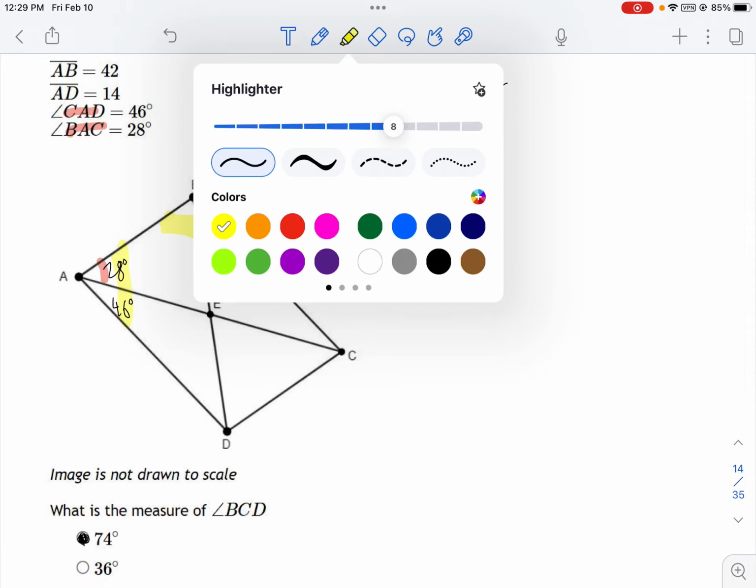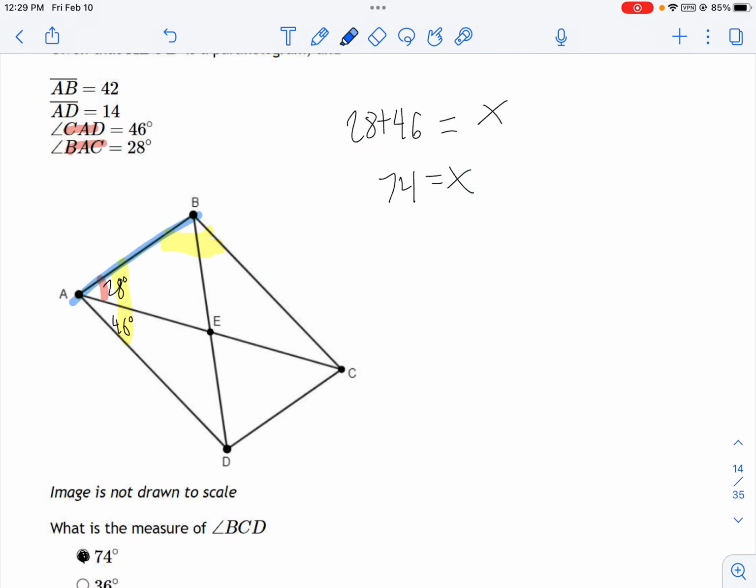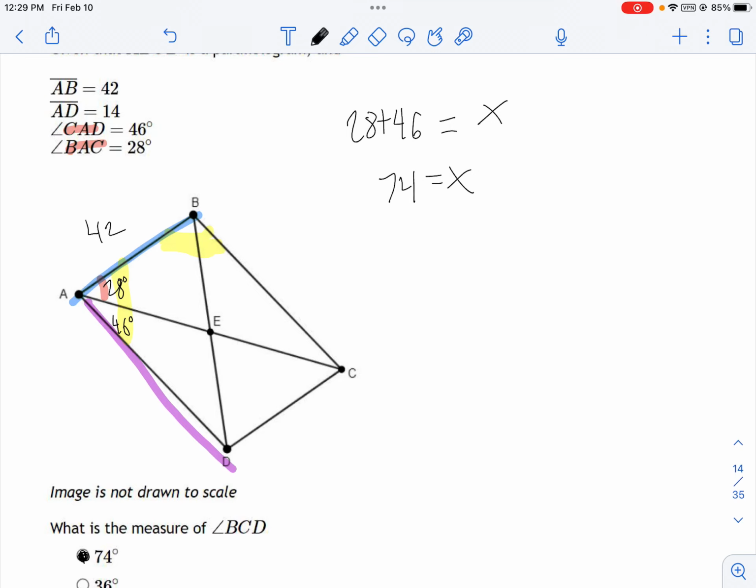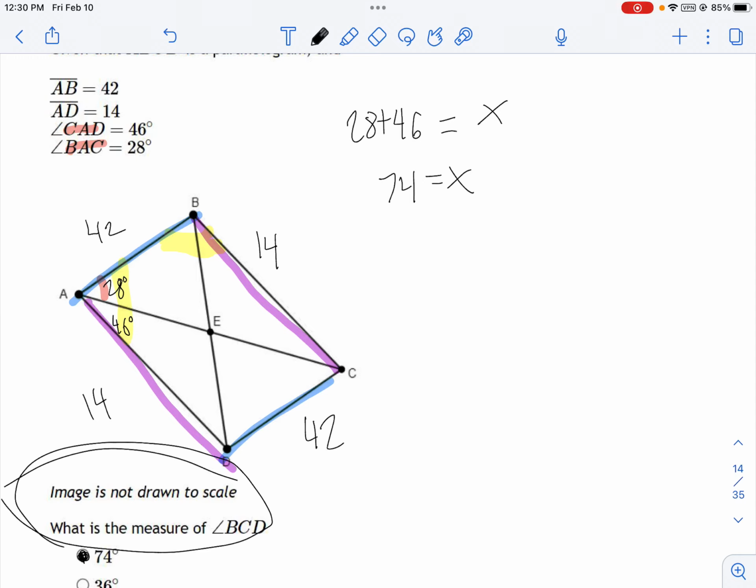Now, what if we were solving for sides? Well, AB is 42. And we're told that AD is 14. There are two theorems when it comes to lengths in parallelograms. The more commonly used theorem is that opposite sides are congruent. So if 14 is the length from A to D, the opposite side BC is also 14. If 42 is the length from A to B, that should be the length from D to C. The diagram's not to scale, which is very important.